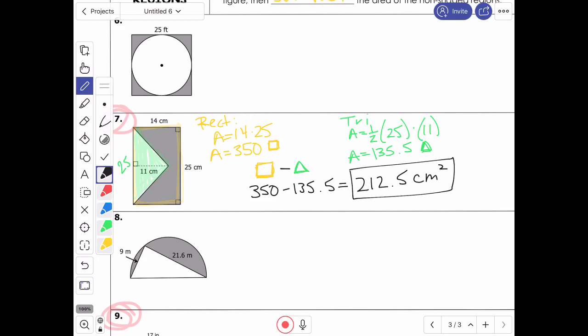Another way to make sure you're doing this correctly, when you're finding area, you should never get a negative area. And specifically for shaded regions, you're going to be doing some sort of subtraction. So if you ever subtract and you get a negative area, flip your numbers. Okay, that means you're subtracting the wrong thing, and you probably have it backwards. So never get a negative number with area.